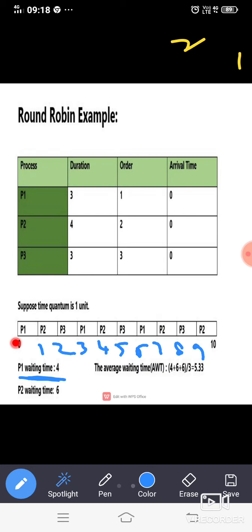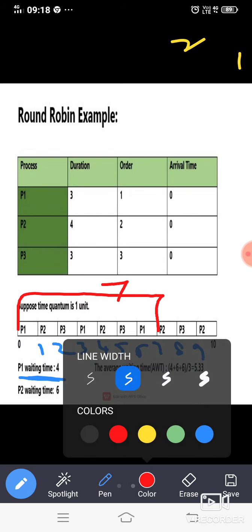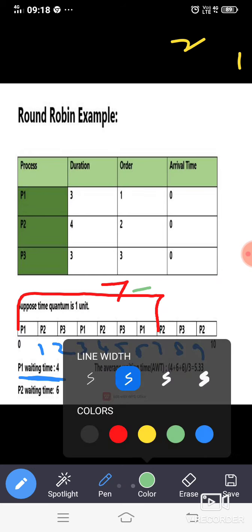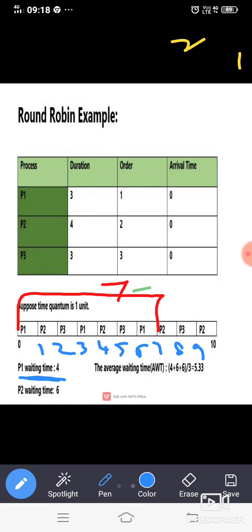So P1 has started, arrival time is 0. P1 has started at this place, and P1 has totally ended at this place, right? So from here to here, let us see how much time it has taken. From the 0th second to the 7th second, P1 has taken a total time of 7, right? Now I have to subtract the duration it has to be executed. Actually it has to take only 3 seconds, right? But it has taken 7 seconds, right?